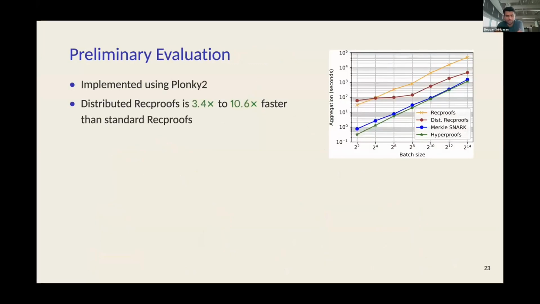So we performed a preliminary implementation of our approach using Plonky2. Recall that the tree-like structure of our approach makes it easy to parallelize, and we noticed that our distributed version can be up to 10x faster than the sequential version of our recursive proofs.